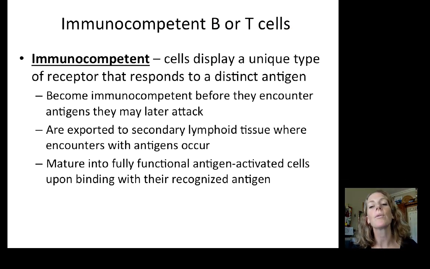So to become immunocompetent, the B and T cells need to have receptors that will find these antigens. So these are receptors that are specific for that molecule. They need to become immunocompetent before they encounter the antigens so they can actually recognize those antigens. Once they do that, they will be exported to lymphoid tissues where the antigens will be encountered. Once they actually encounter their antigen, they will become fully functional and be activated.